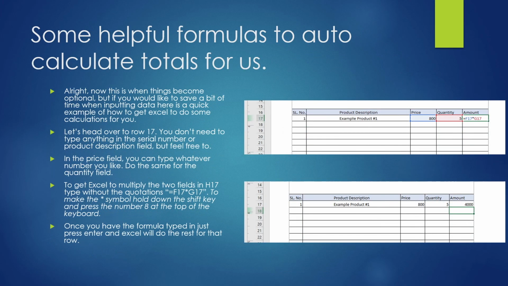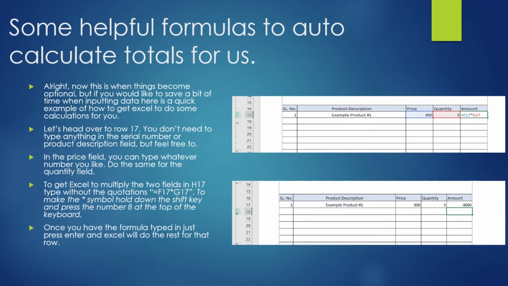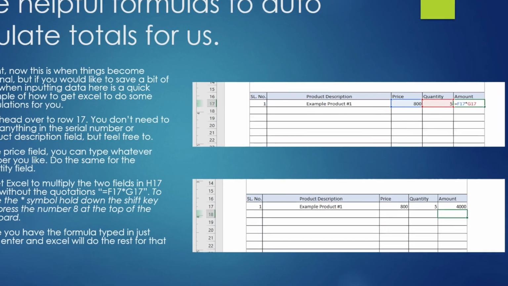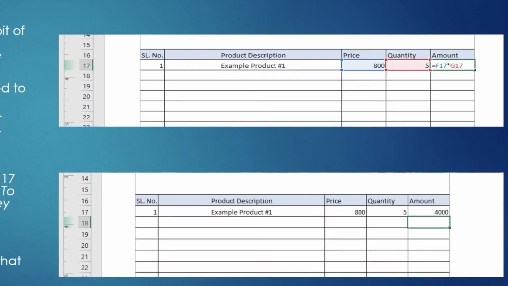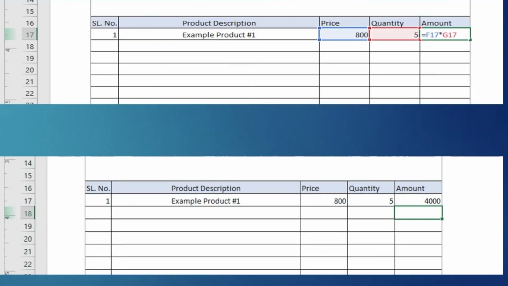Now this is when things become optional, but if you would like to save a bit of time when inputting data, here's a quick example of how to get Excel to do some calculations for you. Let's head over to row 17. You don't need to type anything in the serial number or product description field, but feel free to. In the price field, you can type whatever number you like. Do the same for the quantity field.